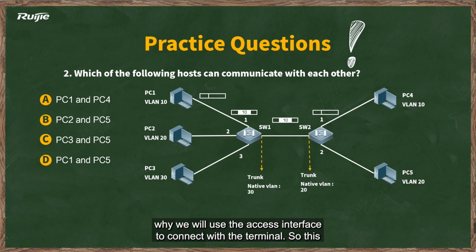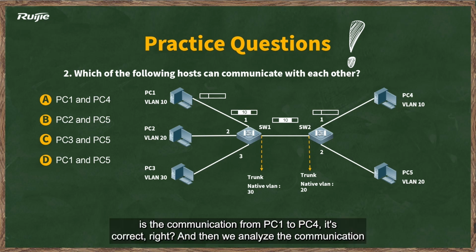because our terminal cannot recognize what the VLAN ID means. That's why we use the access interface to connect with the terminal. So this is the communication from PC1 to PC4. It's correct, right?